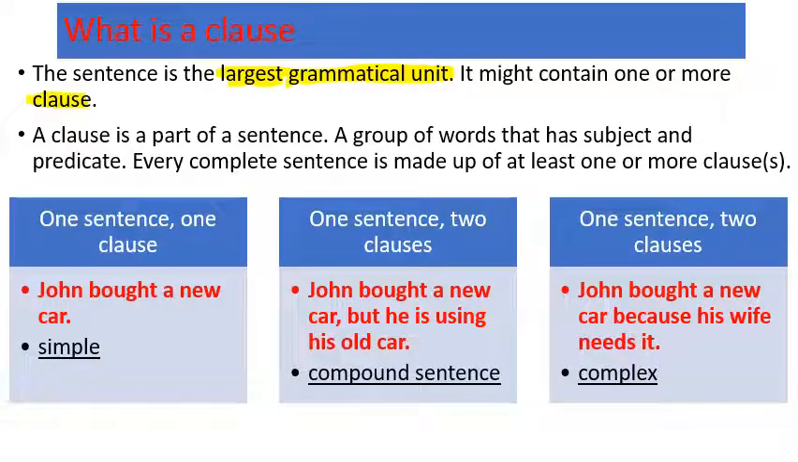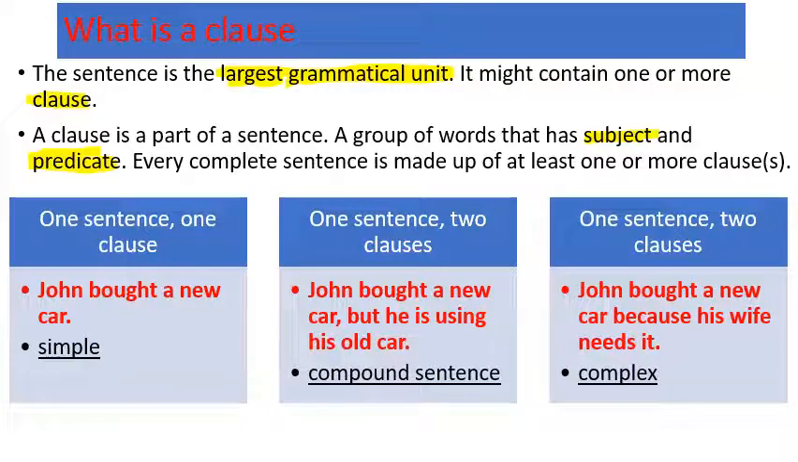And it has a subject and a predicate. Subject is a subject, as you know, and the predicate is a verb phrase. Every complete sentence consists of at least one or more clauses, as I have said earlier. If we look at the following three sentences, all these are one sentence, but they are different in what way?